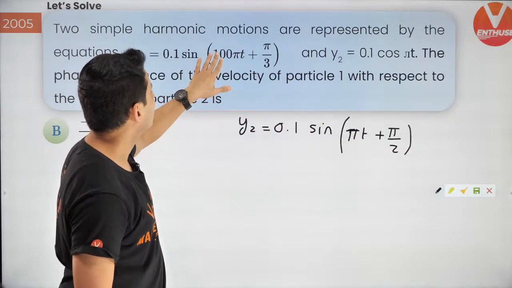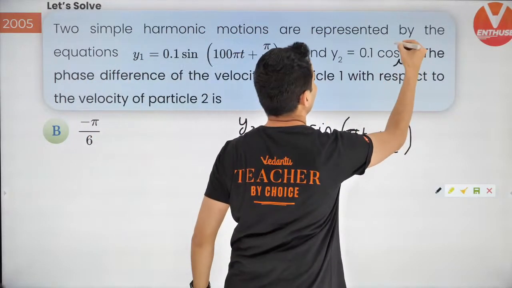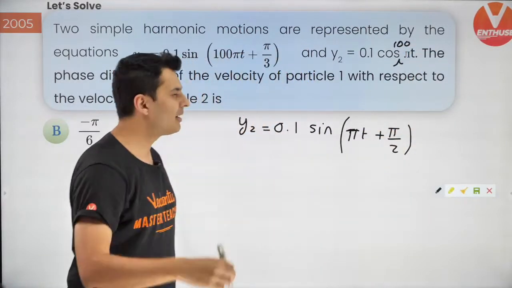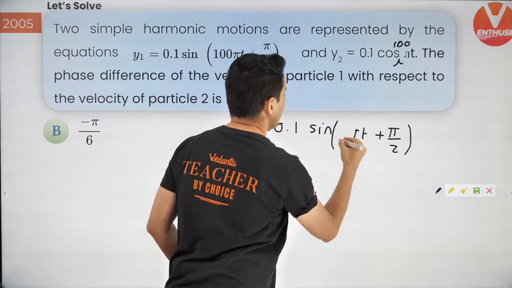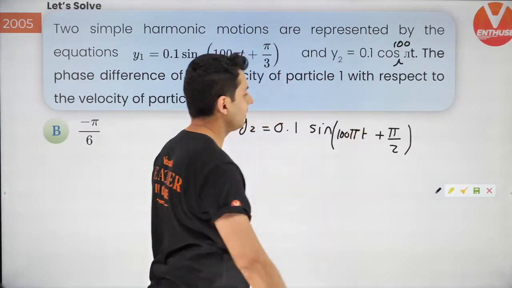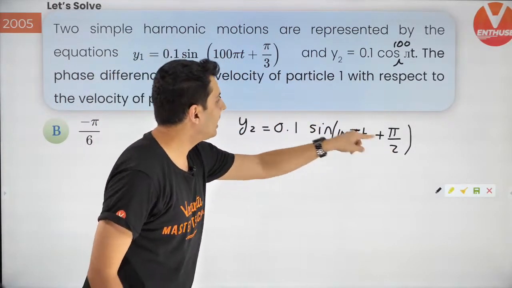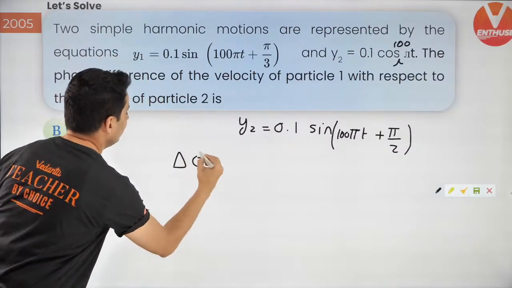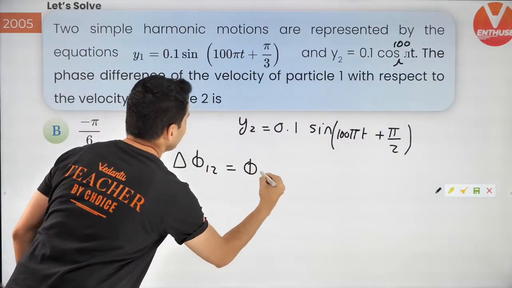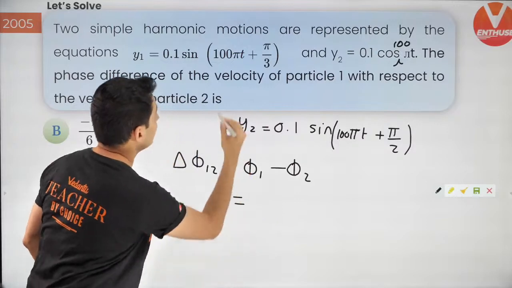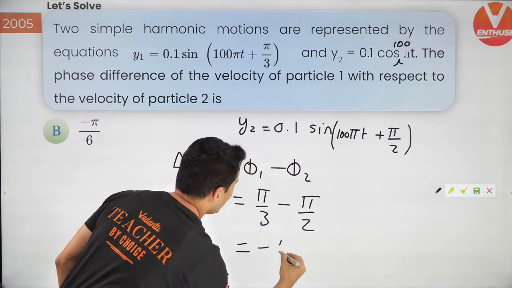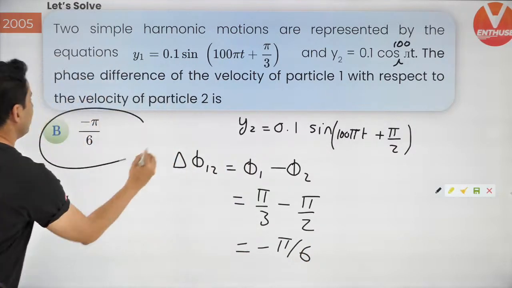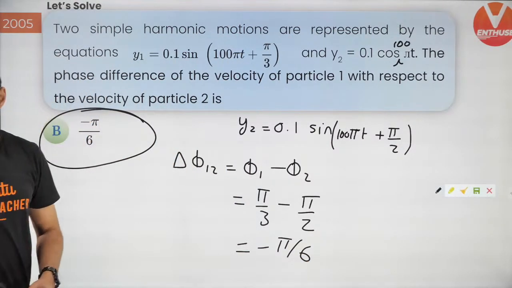Now you compare. Oh, I think this was supposed to be 100. 100 is missing, guys. I'm so sorry that 100 was missing. Just ignore that part. So this was also supposed to be 100 pi t. Okay. Now look at pi by 3 and pi by 2. So phase difference of 1 with respect to 2 is phase 1 minus phase 2, which is pi by 3 minus pi by 2, which is minus pi by 6. Isn't that correct? Very good.